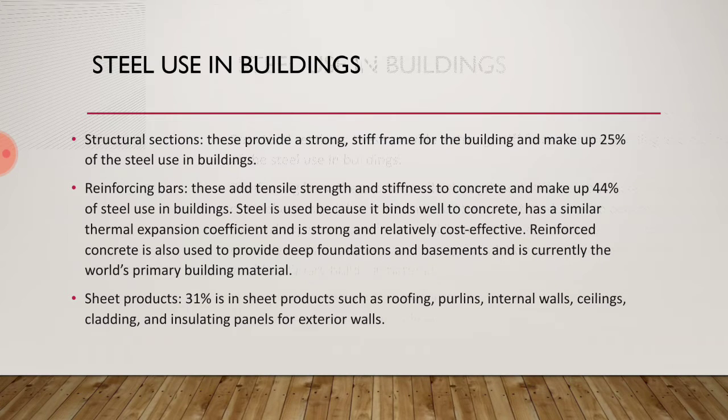Sheet products is another use of steel in buildings, and they generally take up 31% of all steel used in buildings. And they come in products such as roofing, purlins, internal walls, ceilings, claddings, and insulating panels for exterior walls, where high strength is preferred.